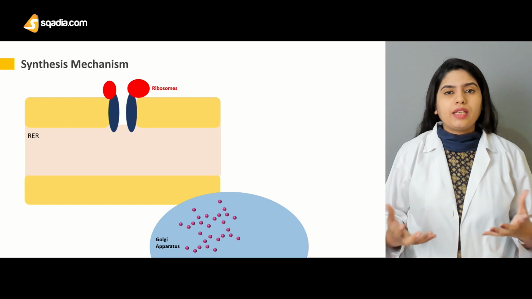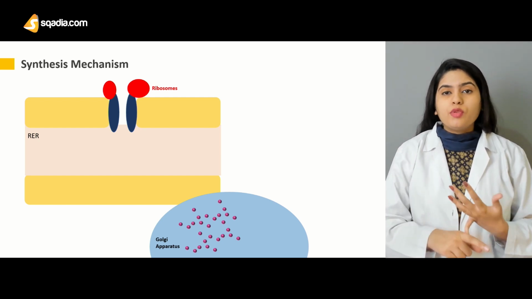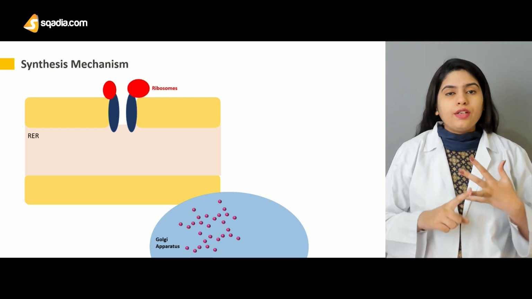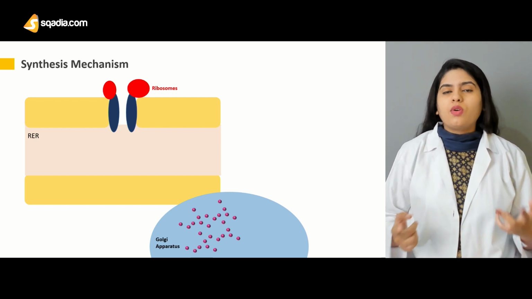So this is the mechanism through which insulin is synthesized: from preproinsulin in the ribosome, to proinsulin in the endoplasmic reticulum, and the mature insulin in the Golgi apparatus.